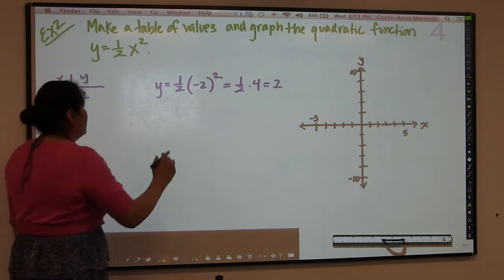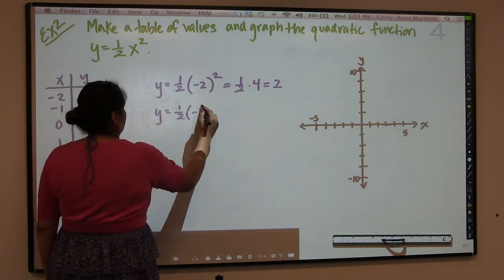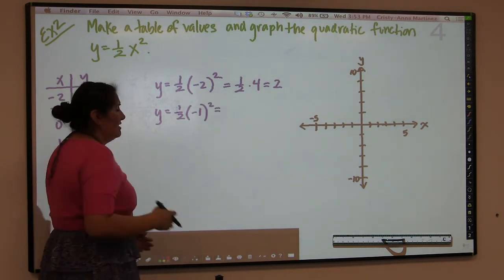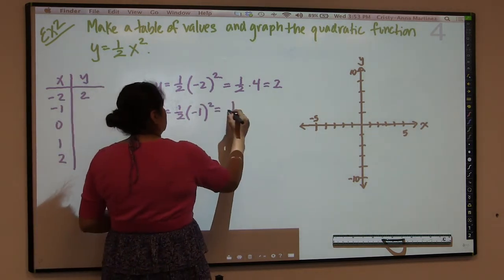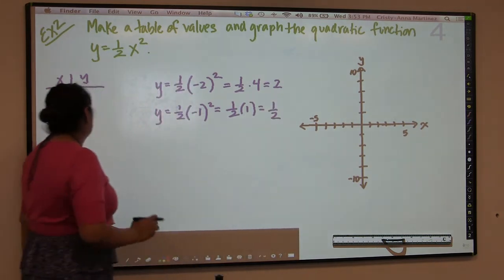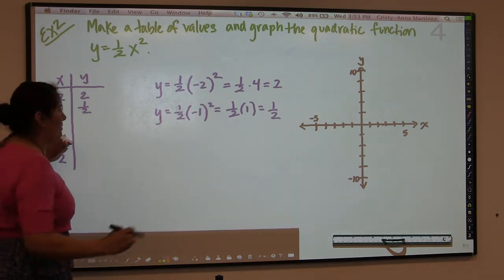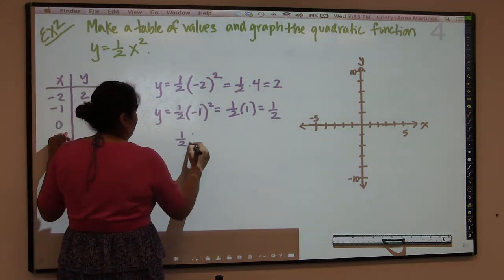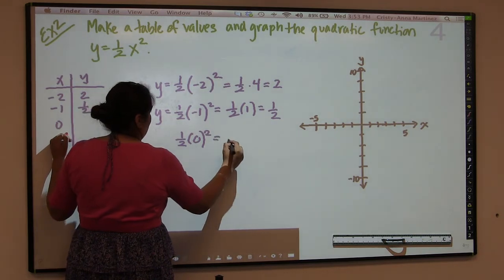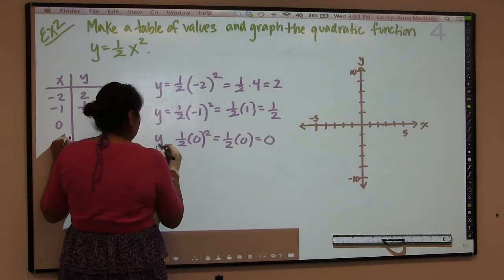And then we're going to do -1. So y equals 1/2 times -1 squared. And -1 times -1 is +1. So we get 1/2 times 1, which is 1/2. So here we're going to put 1/2. And then 0 is going to be 1/2 times 0 squared. So 1/2 times 0, which is 0, because 0 times anything is 0.